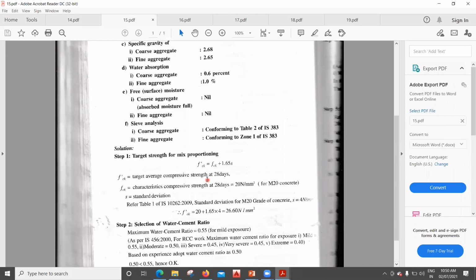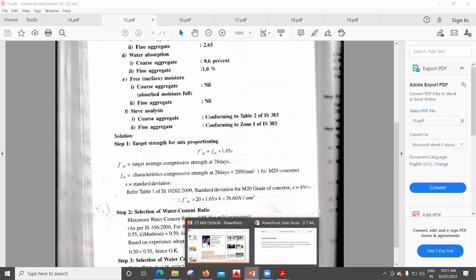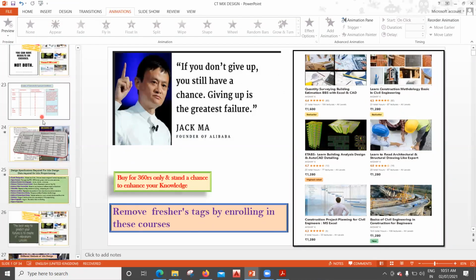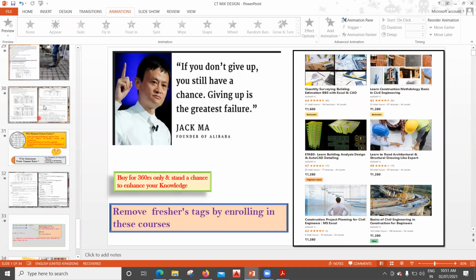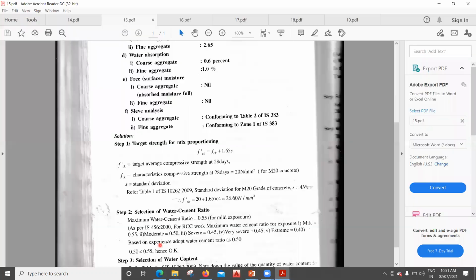Now again as usual, go for the target strength for mix proportioning. F dash ck is equal to fck plus 1.65 s. How much strength do we require? M20 grade, so F dash ck will be 20 plus 1.65 into 4. This time the standard deviation is 4, because if you go back to the table, for M20 the assumed standard deviation is 4.0. That is the reason they have taken 4. Do this, and you will get 26.60.